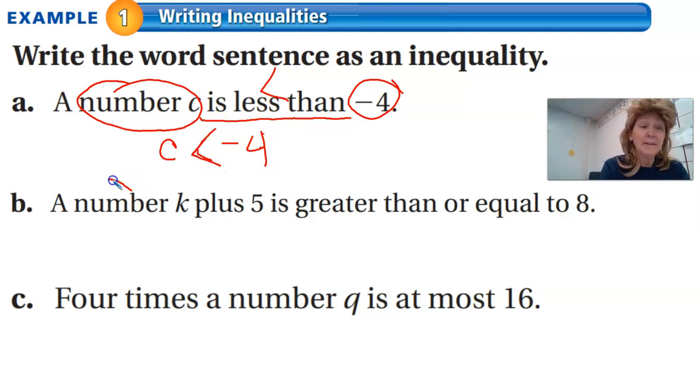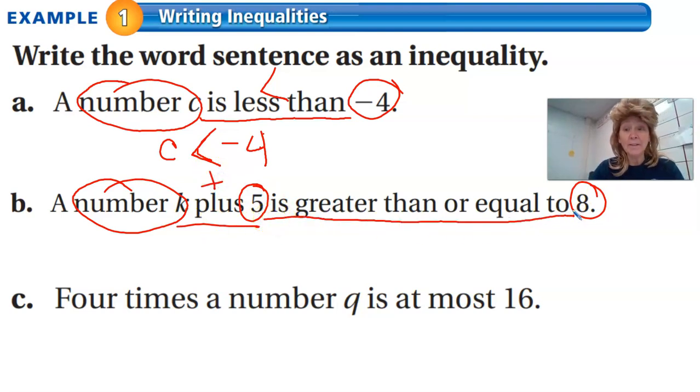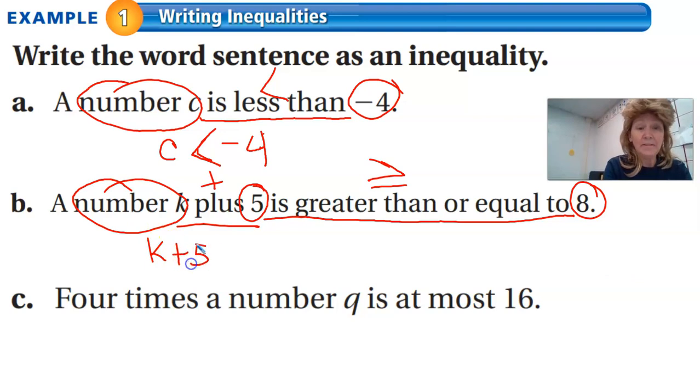All right, next. Number K plus 5 is greater than or equal to 8. I underline the plus. That means add. Is greater than or equal to, right? That one long phrase means this symbol. This is not an equal sign, and it would look weird to do this, right? You wouldn't do that. Okay, so K plus 5 is greater than or equal to 8.